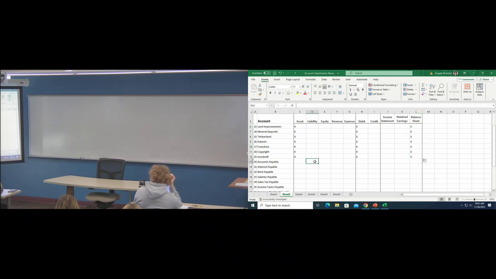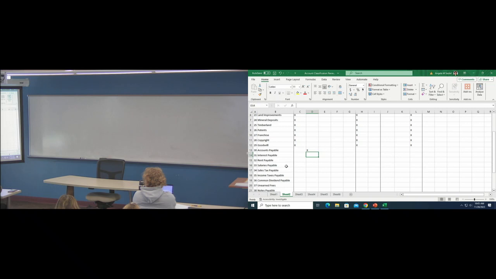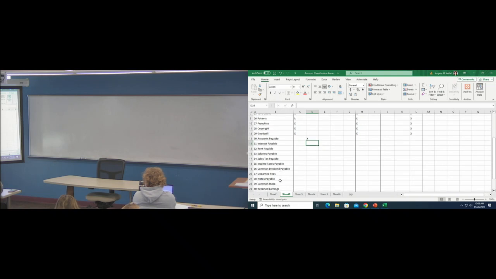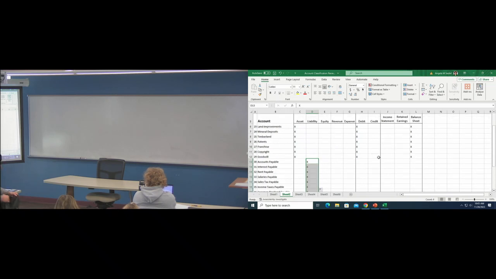Yeah, so then you're going to come over here and check mark liability. Interest payable, rent payable, salaries payable, sales tax payable, income taxes payable, common dividends payable, which I'll teach you about in chapter 11, and unearned fees and notes payable, they're all liabilities, right? And liabilities all have normal balances of a what? Yeah, you see how this works? Okay, and then they all belong still on the balance sheet.